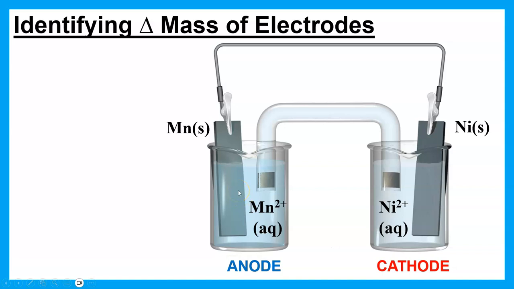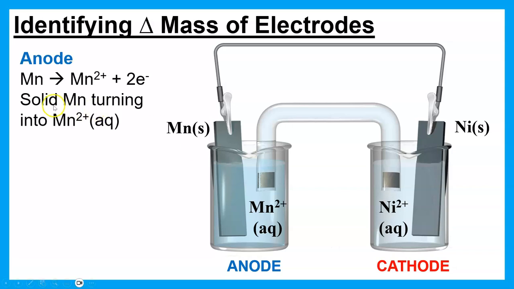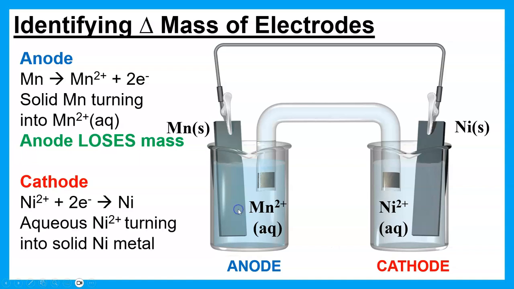And like I showed you with that funny little mnemonic, when we're losing electrons and gaining electrons, it's the same for the mass. Here we're going to have solid manganese turning into aqueous manganese. This will literally start to weigh less. The cathode is going to start getting more metal deposited onto it. Sometimes you'll hear the word plated. The solid, neutral metal will get stuck to this electrode, and it will be gaining that mass.